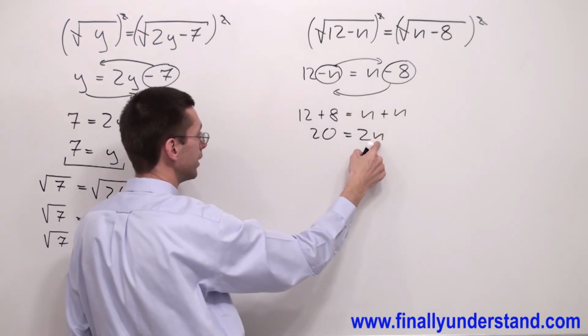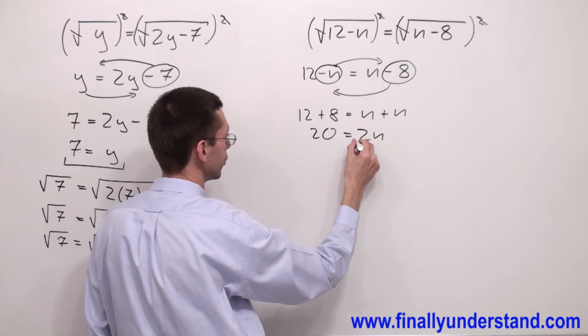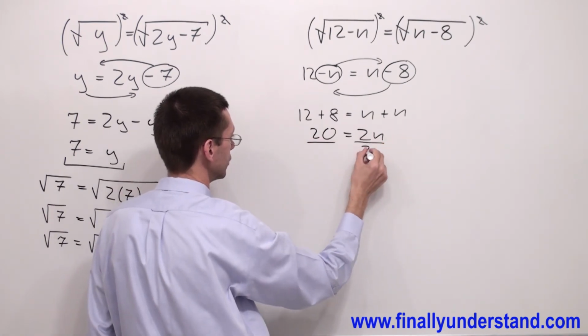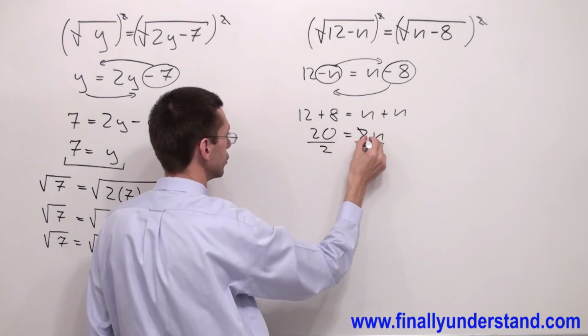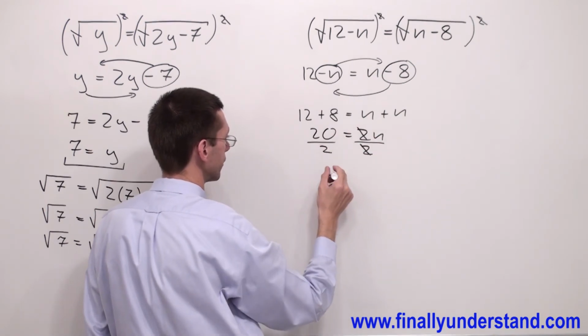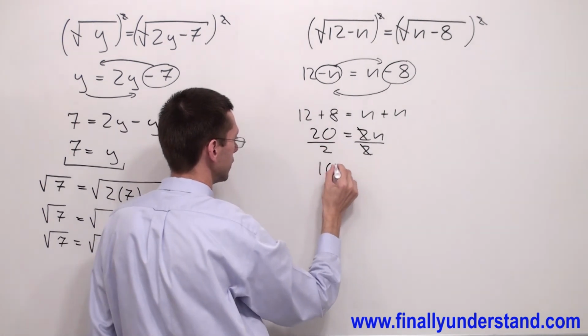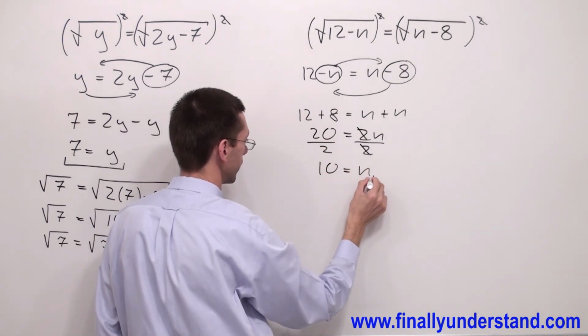In order to find n, I have to divide both sides of the equation by whatever is multiplied to n. I have to divide by 2. 2 and 2 will cancel out. So I can say that 20 divided by 2 is 10, which is equal to n.